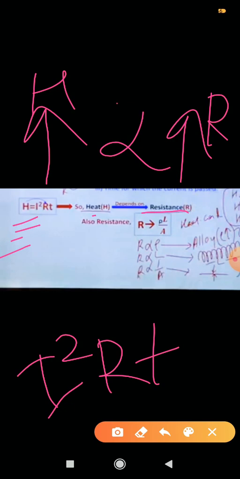Now, how can we find the coil? The question asked is how to design a heating coil. To design a heating coil, we take the formula of heat, I squared R T. This is the formula in terms of voltage. So heat depends on resistance, and there is a formula R equals rho times length upon area. By this we can find the coil.